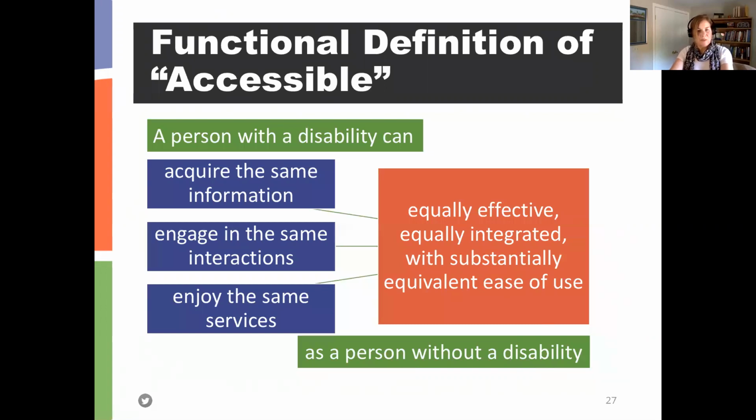So this comes from the U.S. Department of Education's Office for Civil Rights. Accessible means that an individual person with a disability is afforded the opportunity to acquire the same information, engage in the same interactions, and enjoy the same services as a person without a disability in an equally effective, equally integrated manner with substantially equivalent ease of use as a person without a disability.